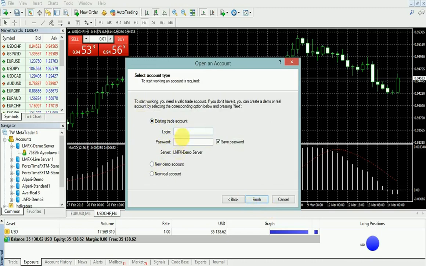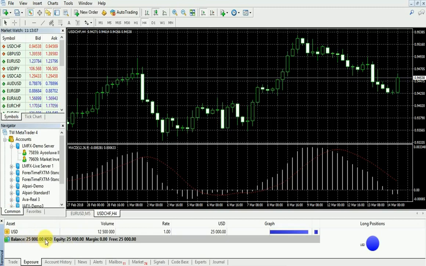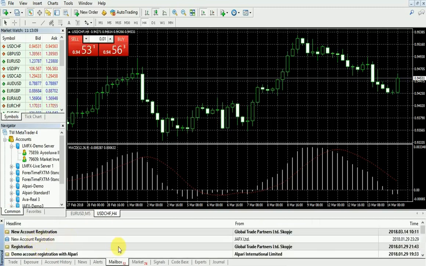You put in your login details here, the ones given to you by the broker when you created your demo account. So you bring the details and you log in. So I'm going to do that just now, and then you click on finish. Remember we started with 25,000, and once we log in, this is supposed to change. Yeah, so incoming mail.